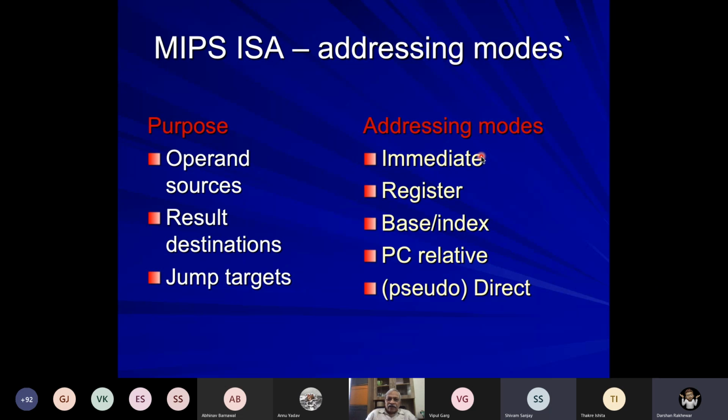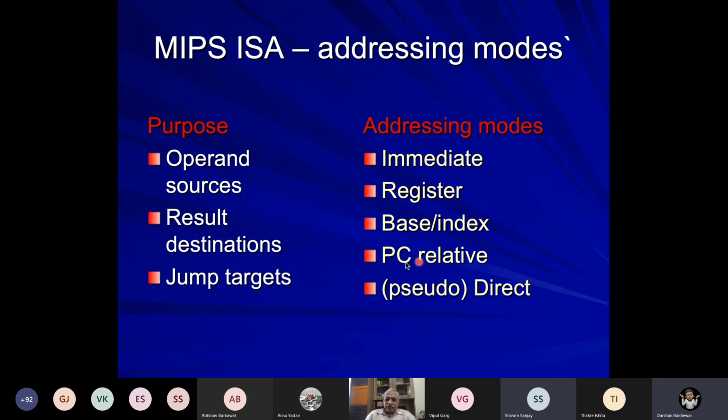What are the modes which are there in ARM? Sorry, MIPS. Immediate mode, that means address is part of the instruction. Register mode, that means instructions specify a register, and register contains the operand. The operand is contained in the register. The base and index mode means that there is a base part and then index part which you need to add and get the address. In MIPS, base is provided by a register and index is a constant. One could actually interpret it other way also.